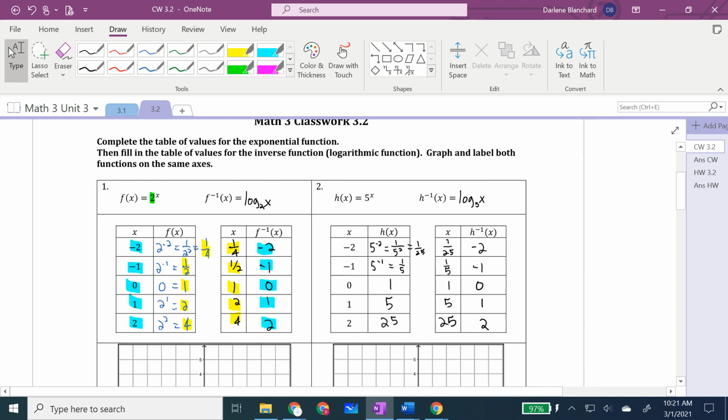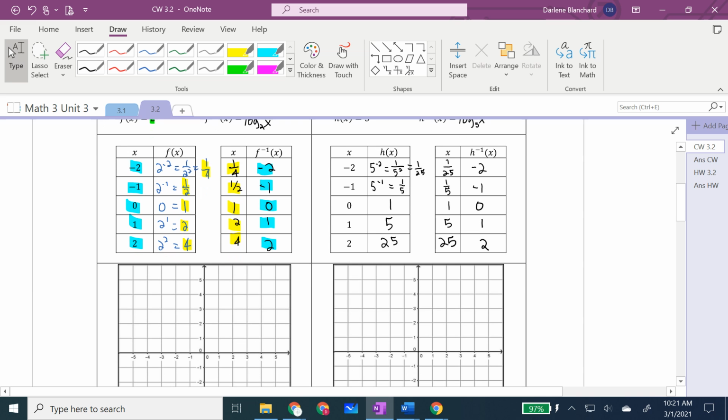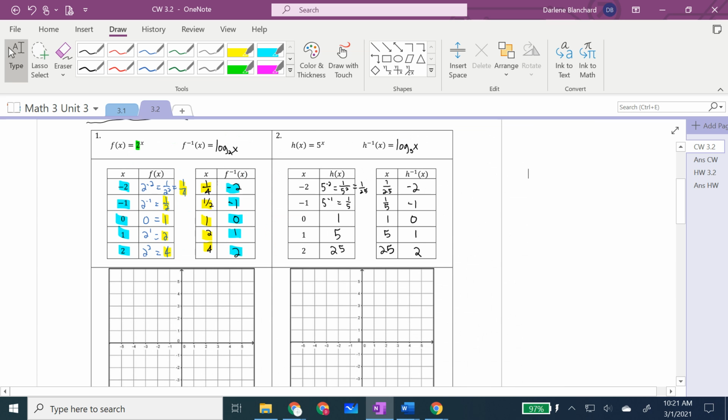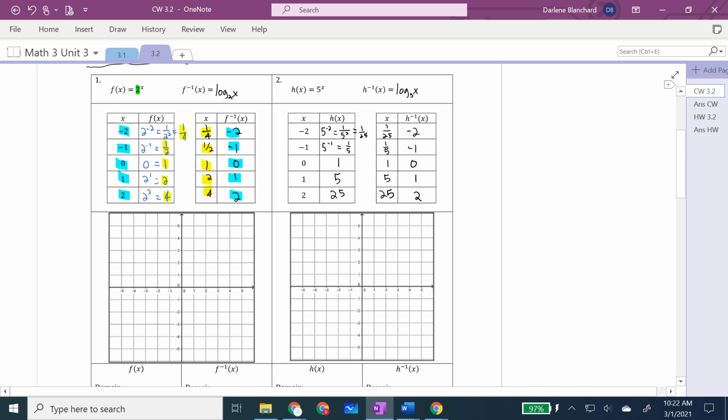So then if you look at the directions, the next thing is to graph and label both of the functions on the same axes. Now, the thing that you have an advantage of here is you know what the graph of 2 to the x should look like, and you know what the graph of 5 to the x should look like. So I'm going to start with 2 to the x. And actually, while I draw, I'm going to have this up so I can show a little bit better. There we go.